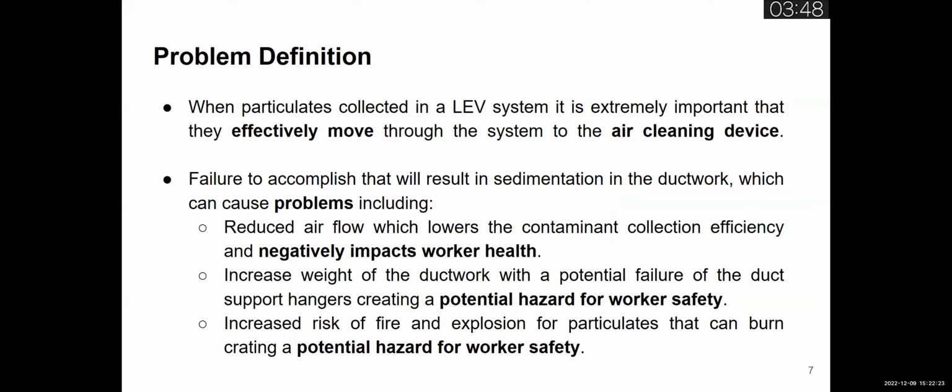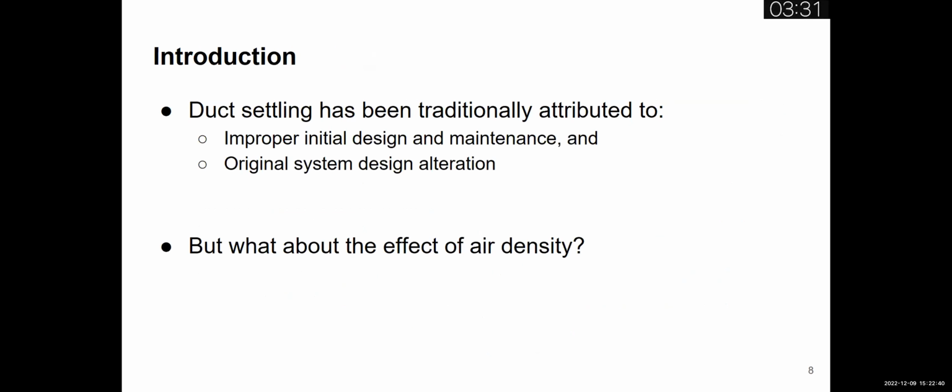So when the particles are collected in a local exhaust ventilation system, it is extremely important that they effectively move to the system, to the air cleaning device. If they don't, we have problems which negatively affect worker health and safety. So duct settling has been traditionally attributed to improper initial design, maintenance, and alteration of the original system design once the system was correctly implemented. But what about the effect of air density?